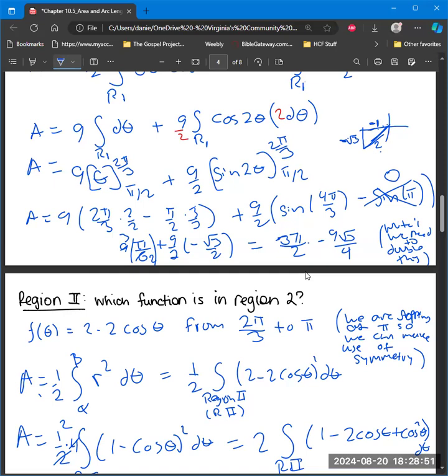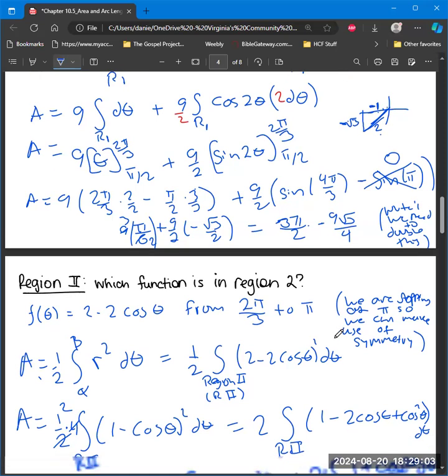Minus the 0 doesn't matter. So 9 times negative root 3 is a negative 9 root 3. 2 times 2 is 4. And then we can leave it just like that for now.